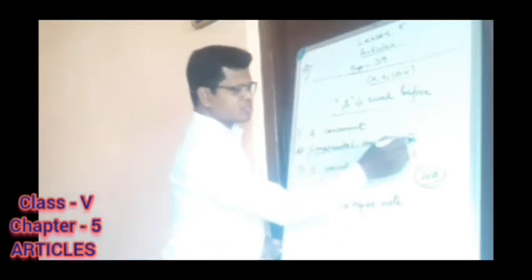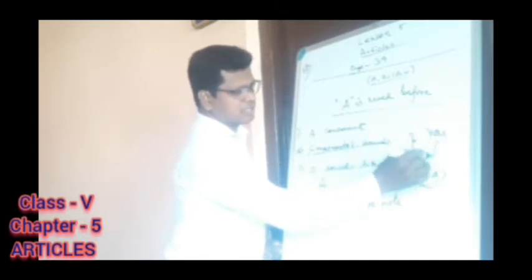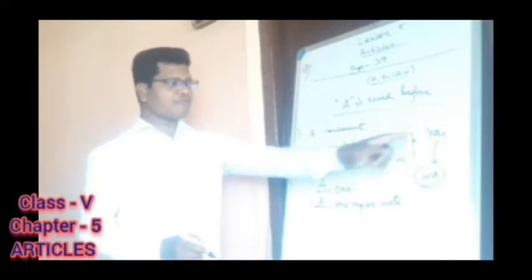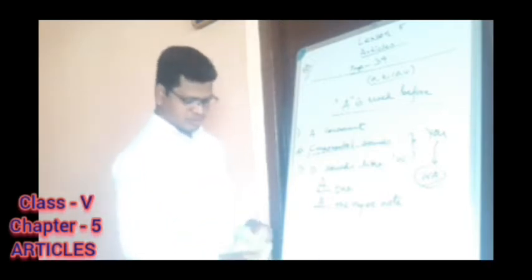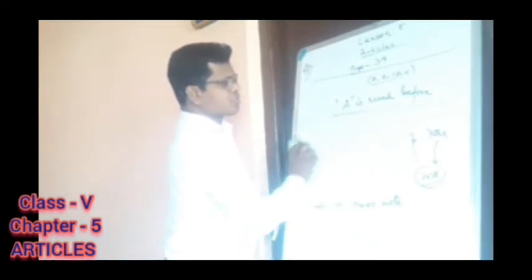So the two things I have told you here are pronunciations: the first one was u and the second one is wa. If these two pronunciations are there, then definitely you are going to place a before the words. I hope it is clear to you. Now we will move on to the next one.